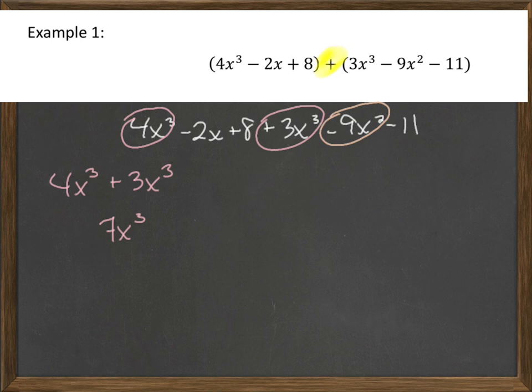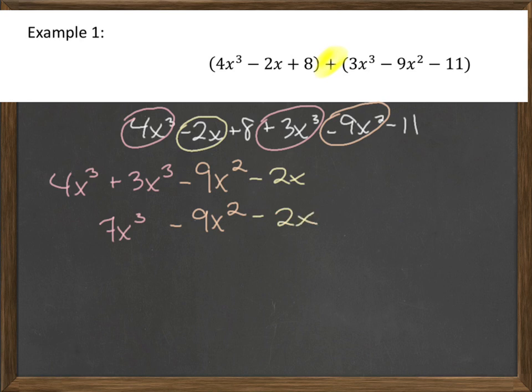Okay, then we're going to go into descending order of exponents. So then we have a minus 9x squared. I don't see any like terms to group with him, so he's just going to be all by himself. Okay, then we have a minus 2x. Again, bring him down, he's all alone. And then we have a plus 8 and a minus 11. So, plus 8 minus 11, and that's going to give us a negative 3. So that's it. We're all done.